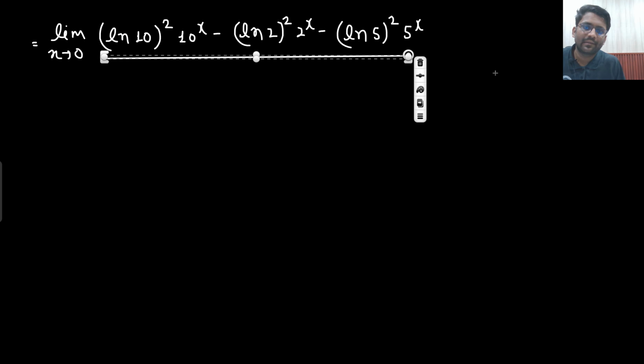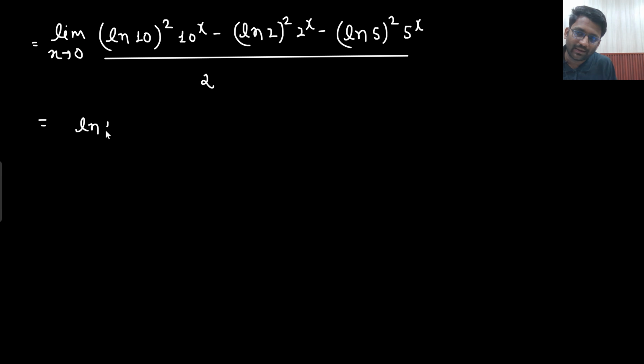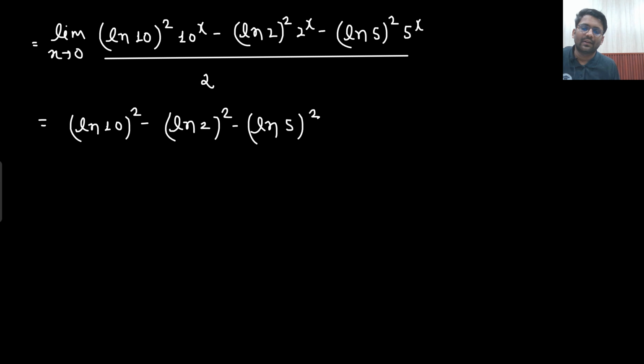Divided by the differentiation of 2x, which will be 2. Okay, now you again put the limit. So what answer will you be getting? This will become ln 10 whole square minus ln 2 whole square minus ln 5 whole square, right, divided by 2. That's the answer, but we need to simplify it, no? Right, we need to simplify it.